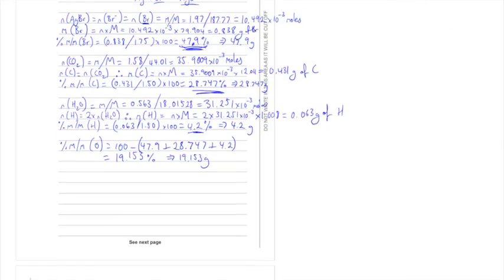I'm just going to draw up a little table here. I'm going to write my carbon up the top, which is 28.747 grams. Carbon, hydrogen, oxygen, bromine. My hydrogen was 4.2 grams. My oxygen was found right at the end there to be 19.153 grams. And my bromine, 47.9 grams.